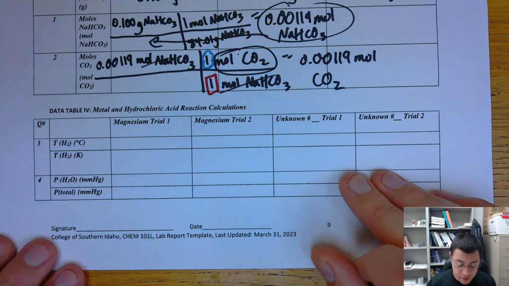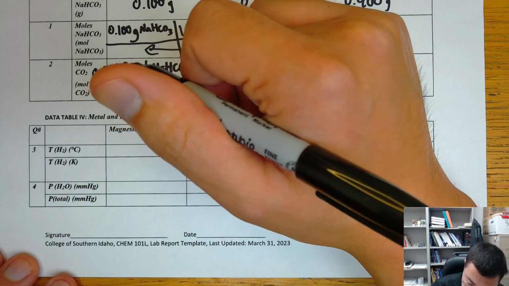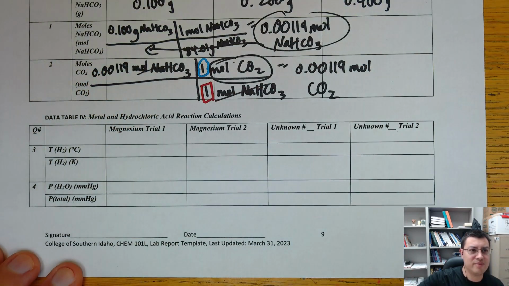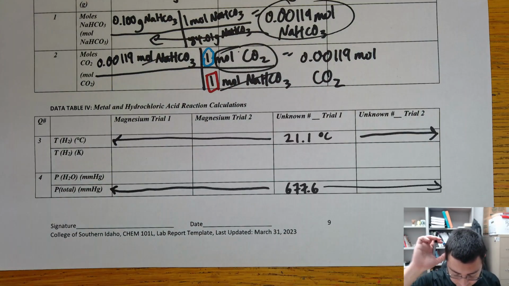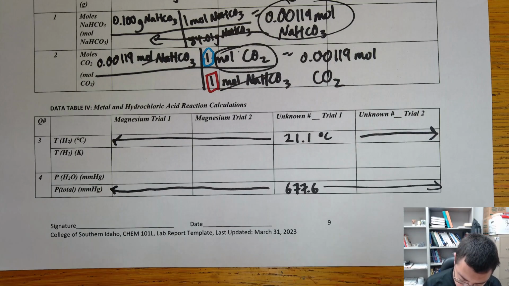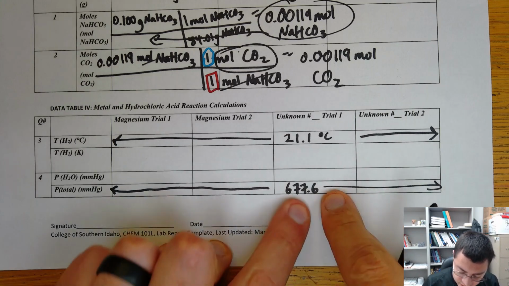I need to get some numbers. Hang on. Be right back. All right, here's my first page of data. So 677.6 millimeters of mercury total. That applies for everything.